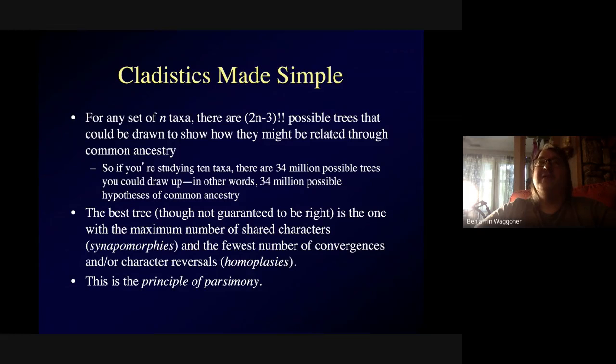Parsimony means being stingy, being careful with your money. All right, if you don't spend your money on anything other than absolute necessities, you would be parsimonious. And in this case, it means don't invoke convergent evolution. Don't spend your instances of convergence when you don't have to. Don't invoke convergence unless there's no better explanation. Pick the explanation for how your organisms got here that's the simplest. It's not guaranteed to be right, but it's the one you should go with if you have to choose between 34 million possible trees. Don't pile up convergences if you don't have to.